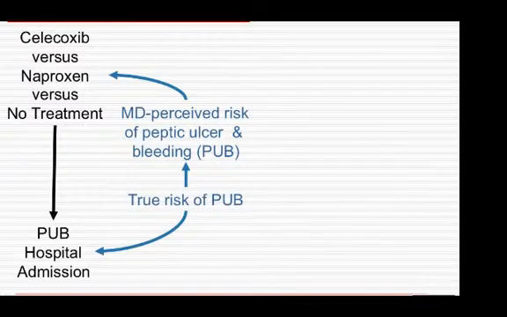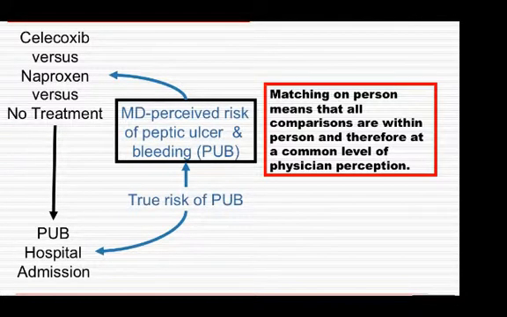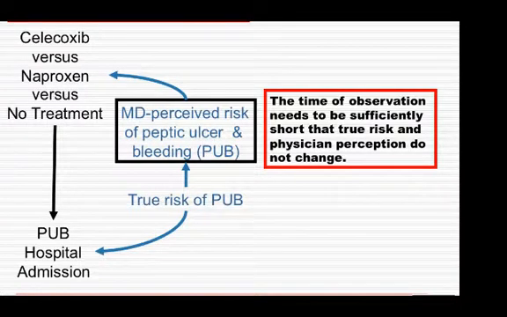Let's go back to the study question. Matching on person means that all comparisons are within person, and therefore at a common level of physician perception. The time of observation needs to be sufficiently short that the true risk and the physician perception do not change, unless we're prepared to construct statistical models of time-varying confounders as well as time-varying exposures.